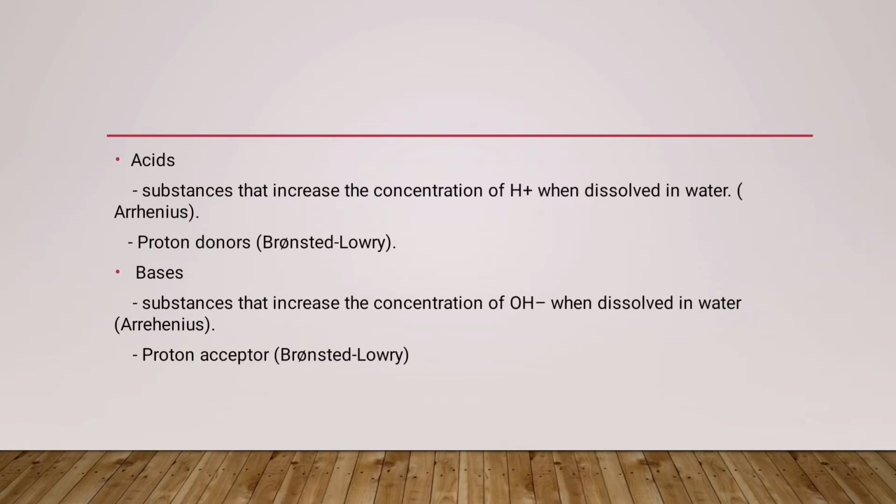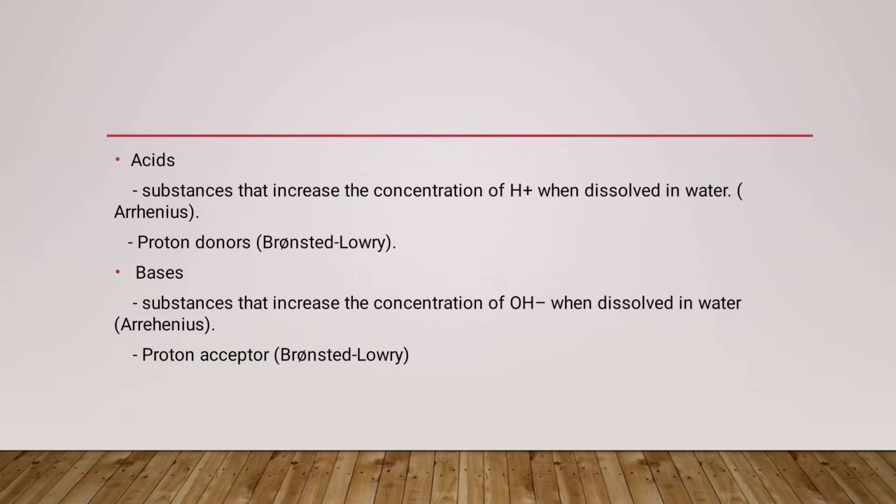Acids. Acids are substances that increase the concentration of H plus, or the hydrogen ion, when dissolved in water. This definition is from Arrhenius. Acids are also called proton donors, according to Bronsted-Lowry. There are two types of acids, the strong and the weak acids. Strong acids include perchloric acid, hydrochloric acid, hydrobromic acid, and many more. Weak acids include acetic acid, phosphoric acid, and carbonic acid.